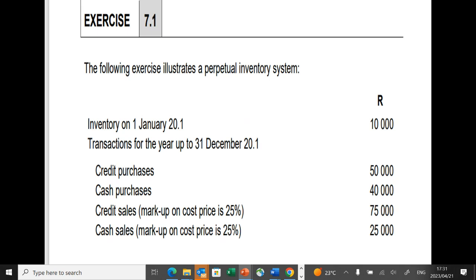Then let's go and deal now with credit sales. We said under the perpetual inventory system, two journals need to be written when we make a sale. The first one is to recognize the sale, and the second one is to transfer the inventory to the cost of sales account. So we'll need to determine the cost of sales, because we already have the selling price here. How much was it sold for? 75,000. But what is our cost price? The same will happen for your cash sales. So just remember these two. Credit sales, it was sold for 75,000.